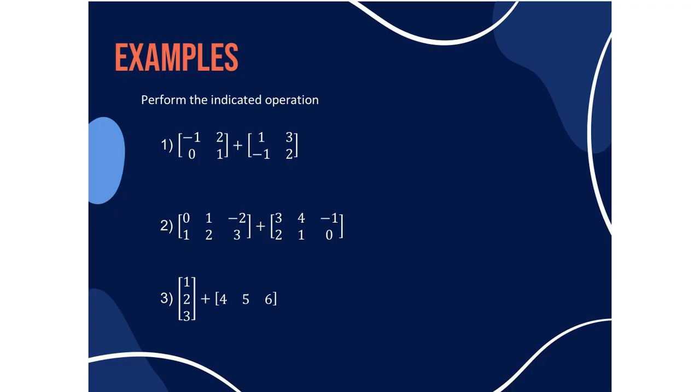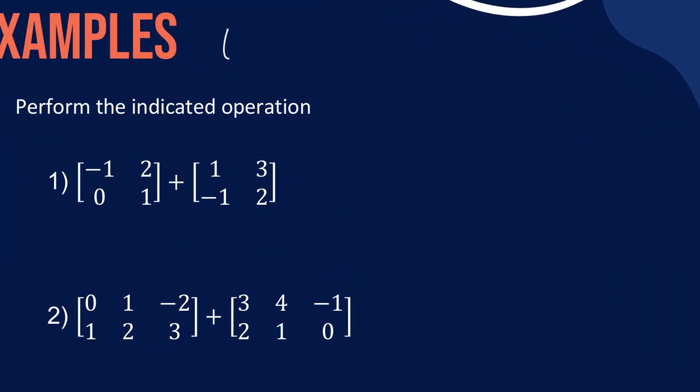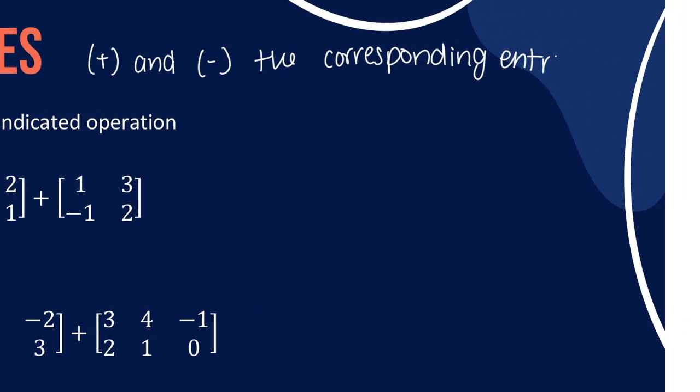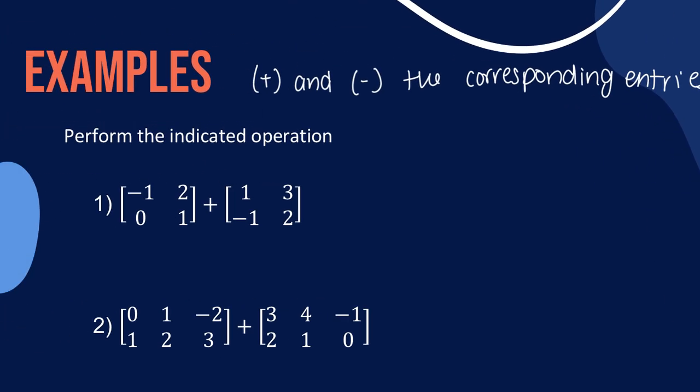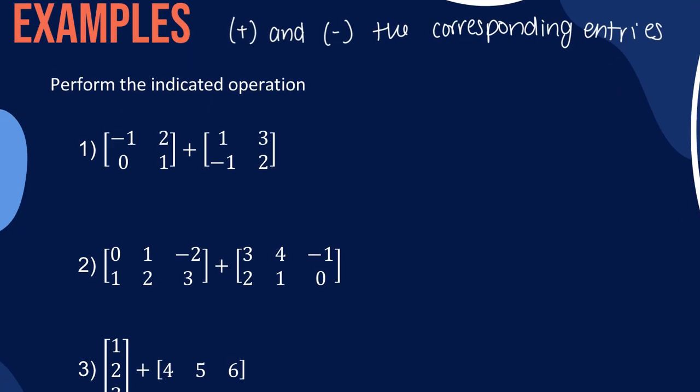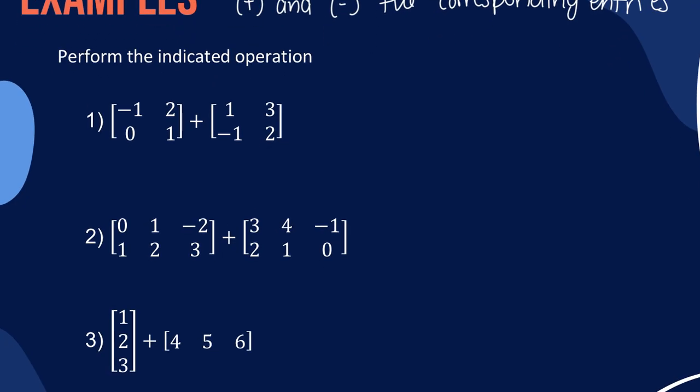Again, I'm just going to write it down here. When you are adding and subtracting, you have to add and subtract the corresponding entries. You're going to see that as we go through the examples, okay? You're adding and subtracting the corresponding entries. Let's go ahead and look at the first one.